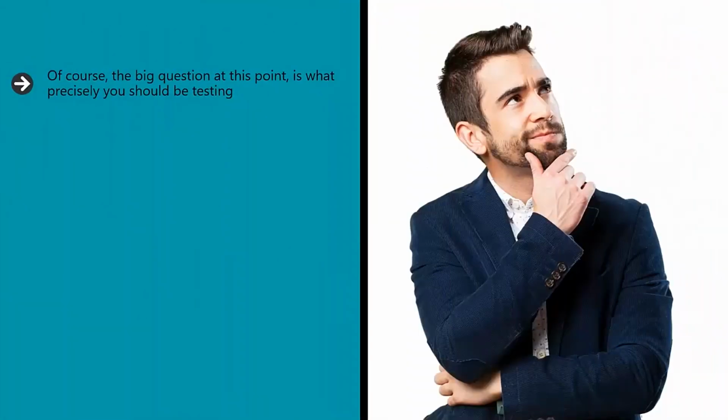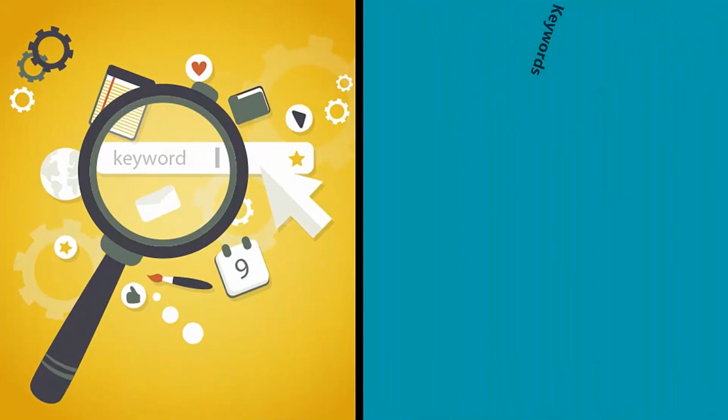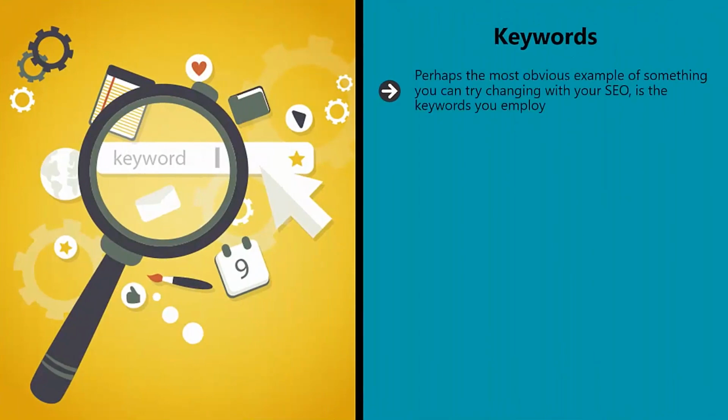Of course, the big question at this point is what precisely you should be testing. What can impact on your SEO, your CTR, and your engagement? What factors are easy to change? Here are some of the best options to think about when deciding what you want to change. Keywords. Perhaps the most obvious example of something you can try changing with your SEO is the keywords you employ.